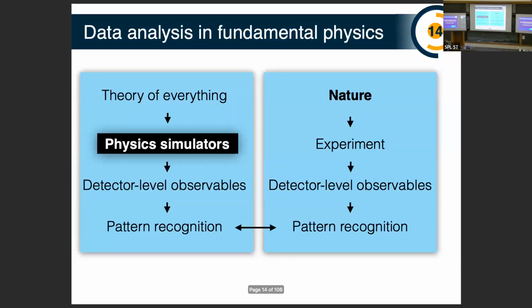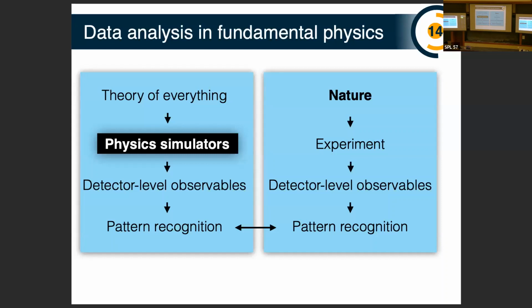Okay. So here's my roadmap of how we do data analysis in fundamental physics generally. So you have the quote unquote theory pipeline and the experimental pipeline. So, we posit our theory of everything. The ultimate goal is to do inference on what is the theory of everything. And we build giant detectors in order to do this inference.